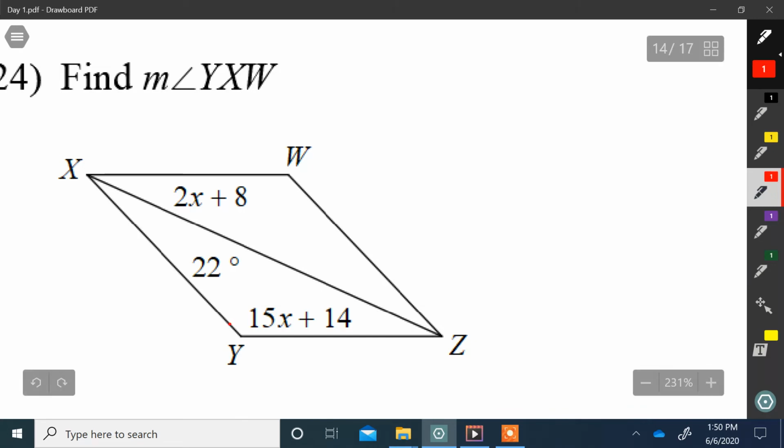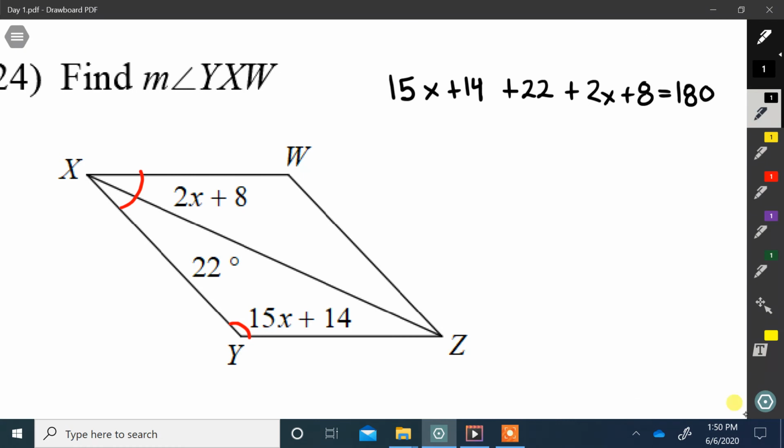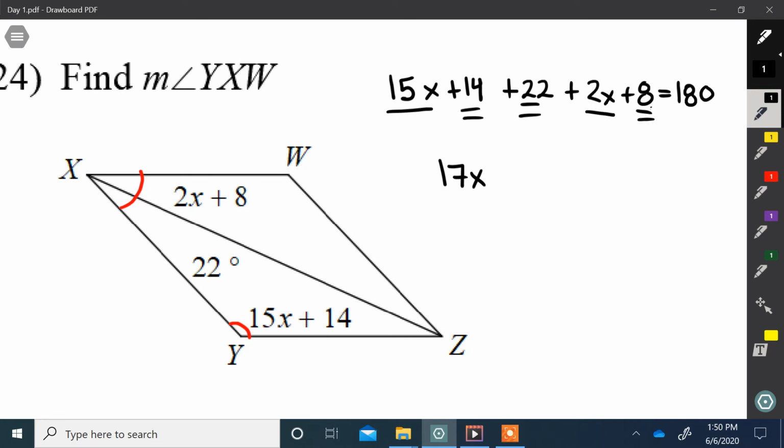So we have this angle here and this right here, that has to add up to 180 degrees. The way I set it up is I'm going to say 15x plus 14 plus that 22 that you see in there plus 2x plus 8, all of that has to add up to 180 degrees. I'm going to combine like terms. We have this 15x plus this 2x, it's going to be 17x. And then I have all those extra numbers that I'm going to add up together. 22 plus 8 is 30, plus 14 is 44.